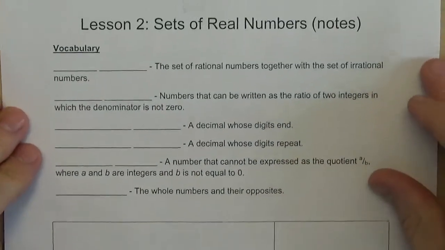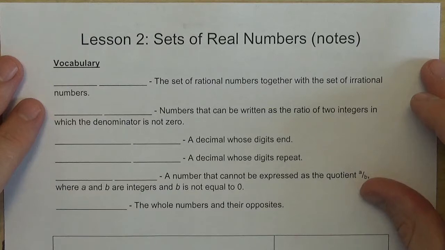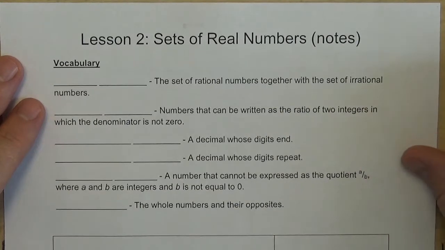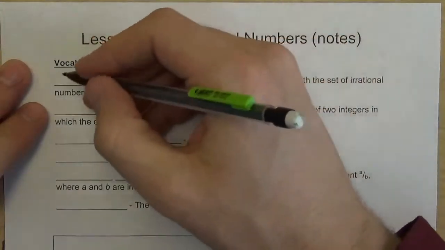But let's go over some vocabulary terms first so we kind of know what we're talking about before we get down to that chart down there. So the first vocabulary term is the set of rational numbers together with the set of irrational numbers. So both the rational and irrational combined, those are called real numbers.